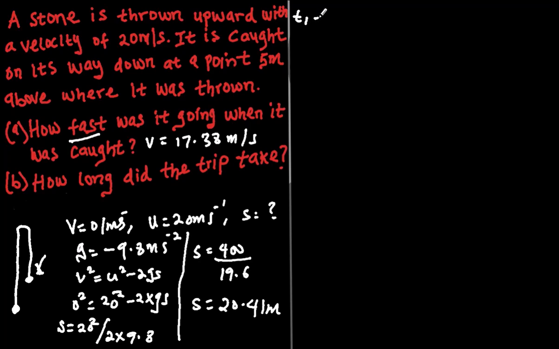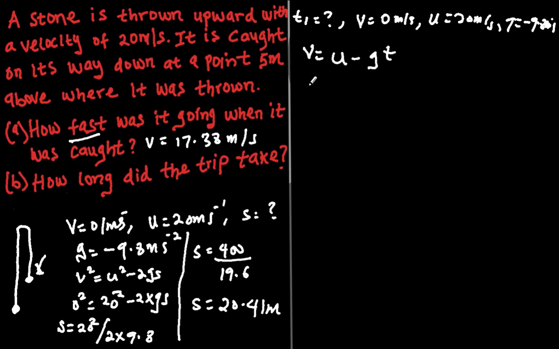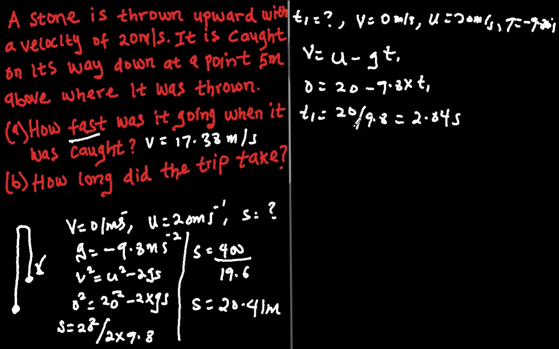So to get maximum height, we are looking for that. We know that at maximum height, V is going to equal 0 meters per second, because U is 20 meters per second. Then G is negative 9.8 meters per second squared. Right, so let's do V equals U minus GT. Then 0 equals 20 minus 9.8 multiplied by T1 in this case. So T1 is going to equal 20 over 9.8, 20 divided by 9.8, that gives us 2.04 seconds. So that's the time it took to go upward.